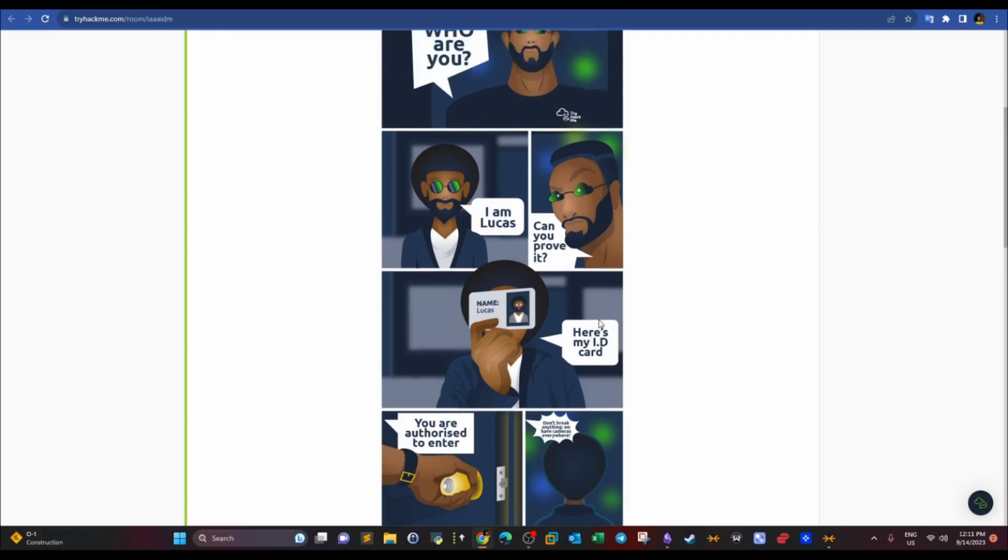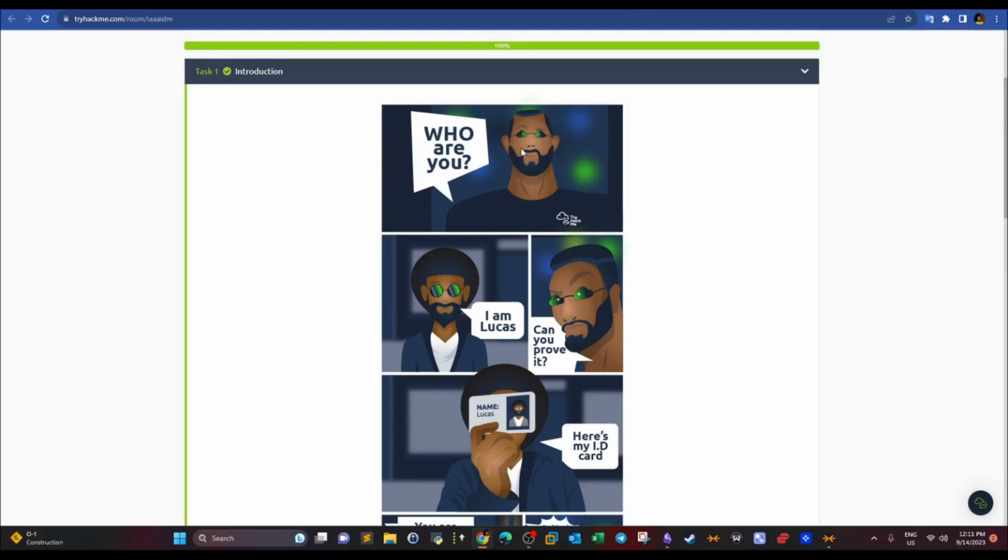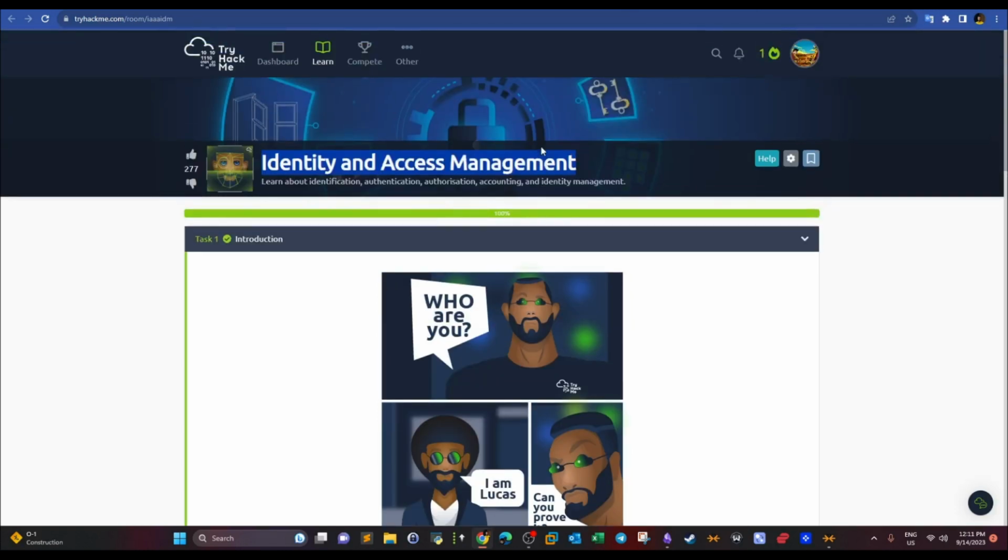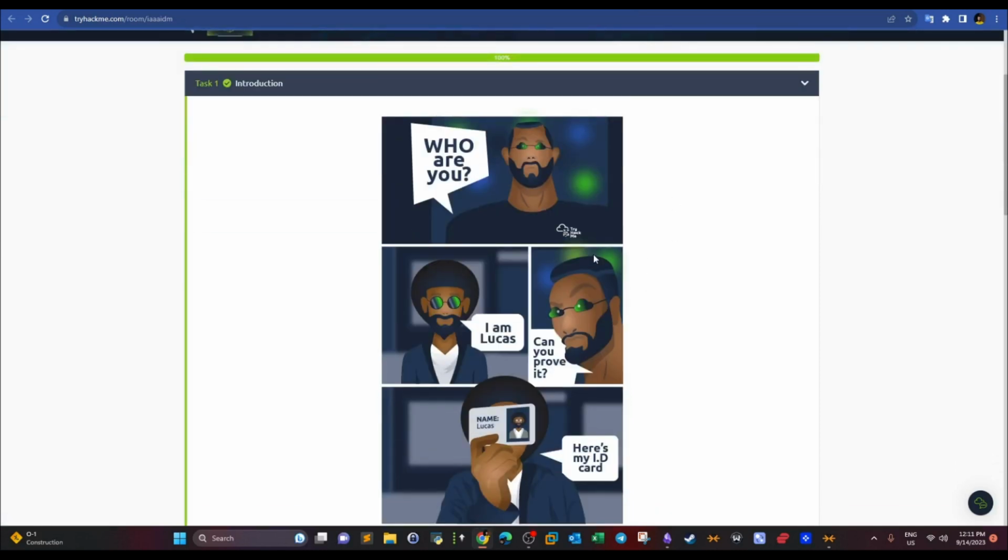So as you can see, first is the identification phase. The security guard is trying to identify who you are. It's the same process when you try to log in to your account on any website. When you try to log in to TryHackMe, it asks you for your username. So at this stage, we are asking for the identification.